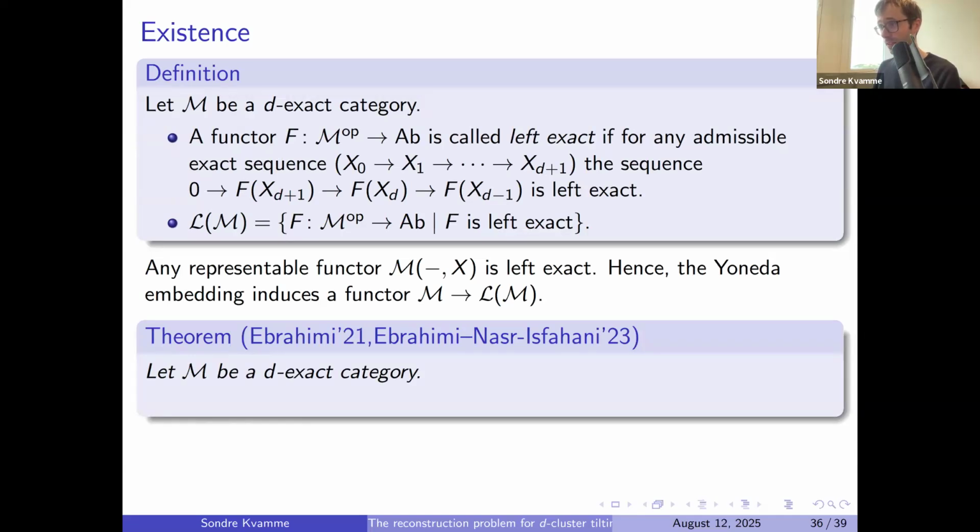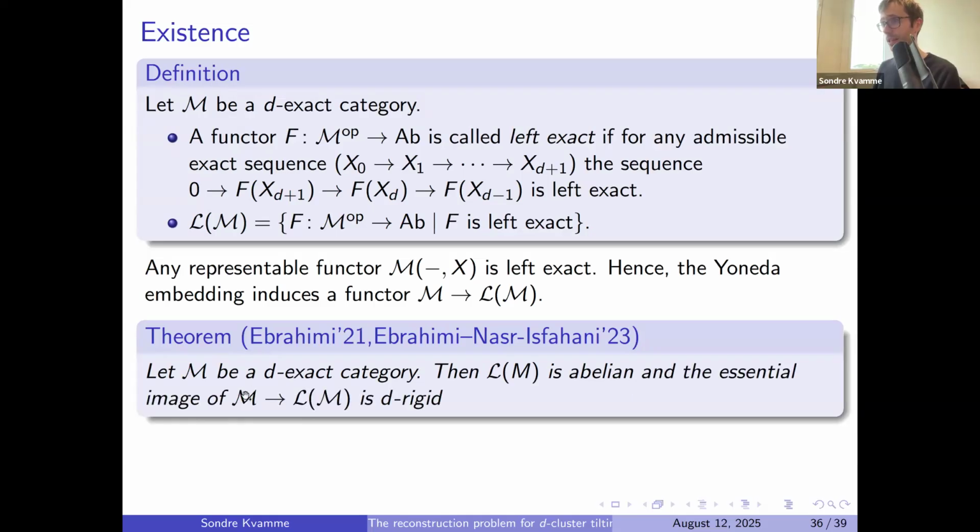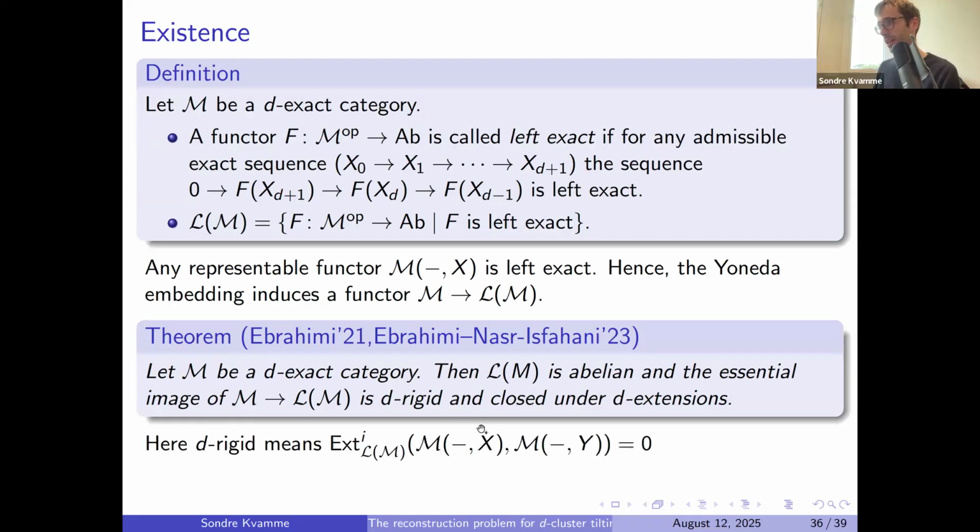They show that whenever you have a d-exact category, then this category Lm is an abelian category, and the essential image of M into Lm is a d-rigid subcategory which is closed under d-extensions. Here closure under d-extensions is the definition I gave on the previous page. And d-rigidity means just that whenever you have two functors in the essential image of this, and you look at the Ext groups, then they vanish in all degrees between 0 and d.